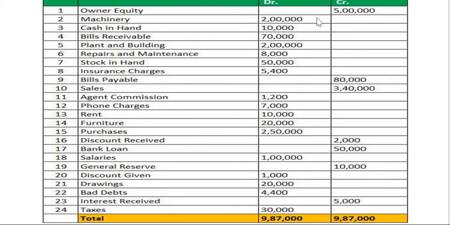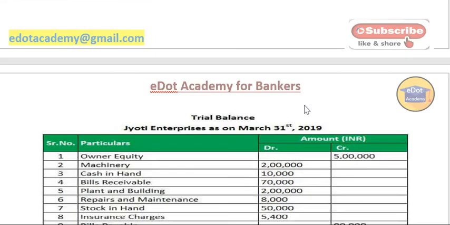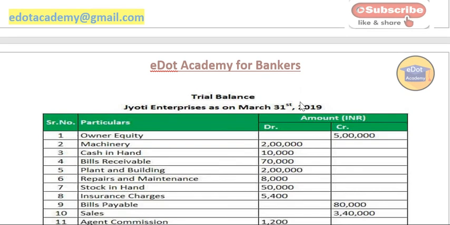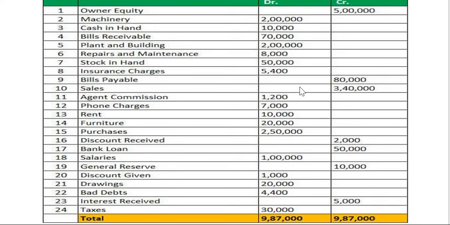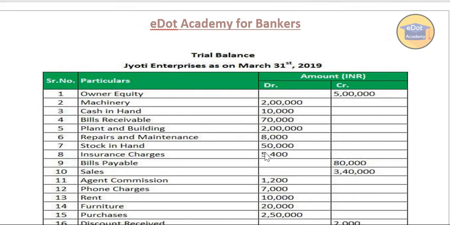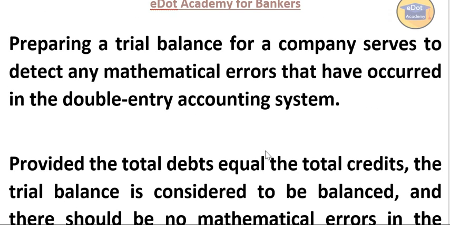If it is a debit balance, we pass it to the debit column. If it is a credit balance, we pass it to the credit column, and we make the total. This total must be equal. Like in this format, you can see the total is 9,87,000 rupees. So this is the purpose of trial balance. If any mistake is there, this total will not be equal. Then we'll find out where the error is.